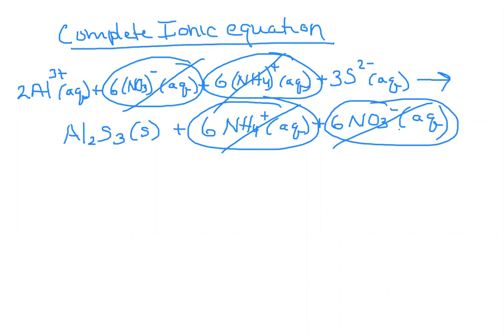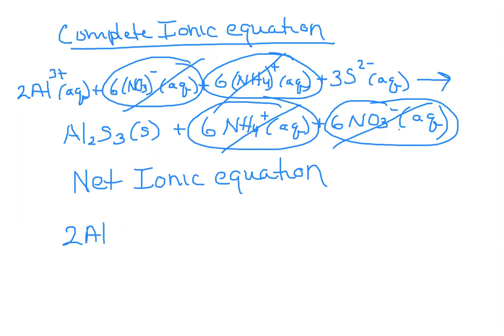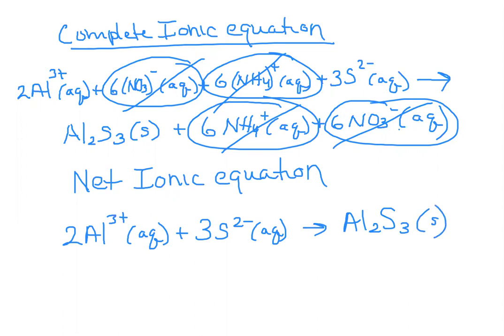So now in my complete ionic equation, I'm going to cross off my spectator ions, and I'm going to be able to write my net ionic equation of what's left. I got 2Al plus 3S, and that's going to give me Al2S3, and that is my net ionic equation right there.